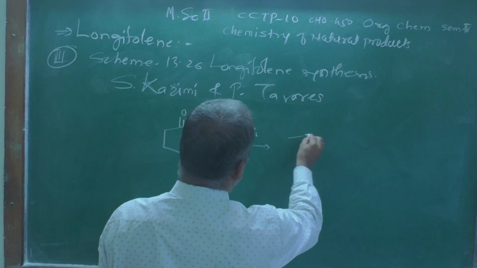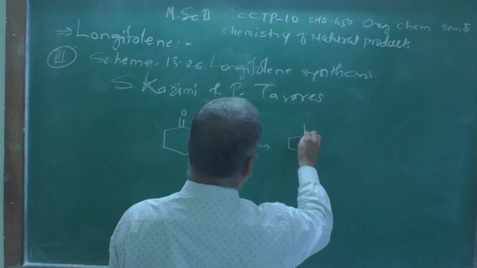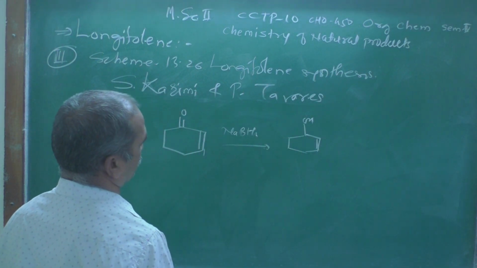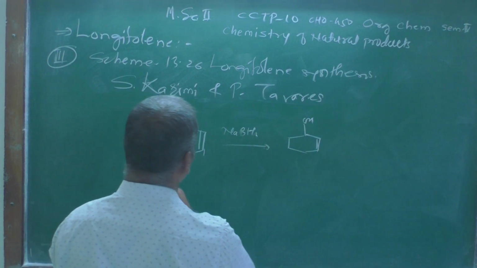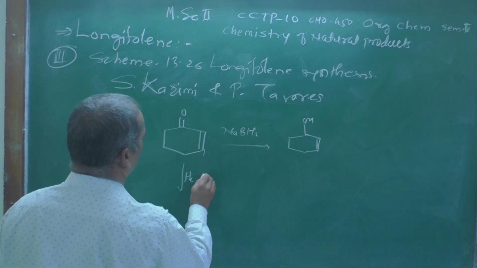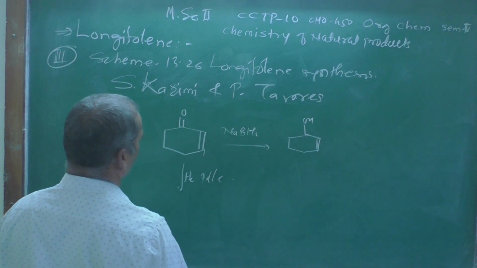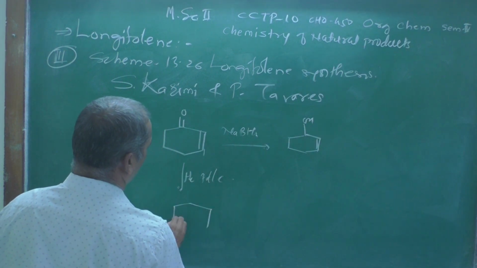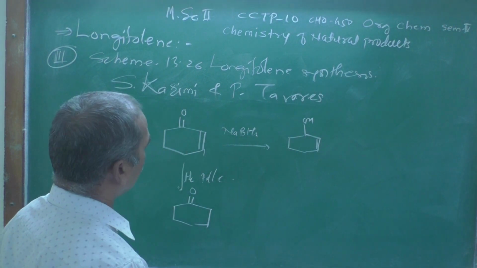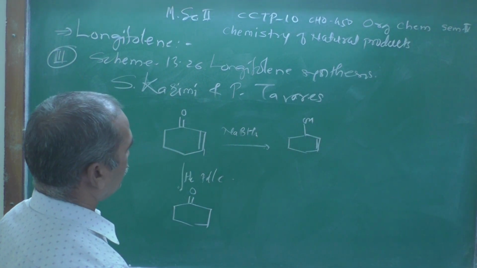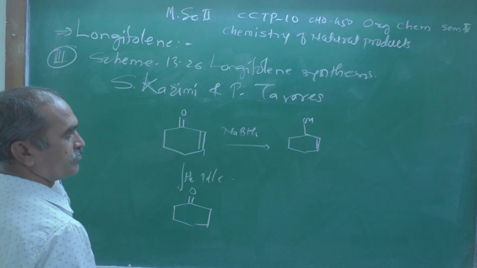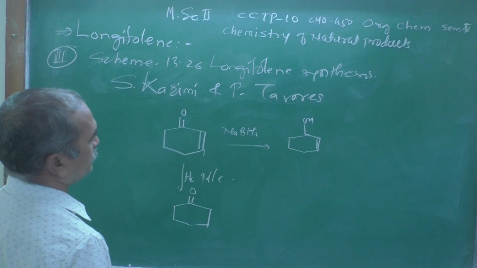then what do you get? You are going to get the product with an OH here, and the double bond remains as it is. If you use H2 in palladium in presence of charcoal, what are you going to get? You are going to get the product where only the carbon-carbon double bond gets reduced. So that is the speciality of this compound.